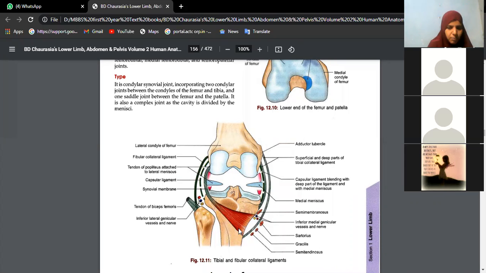Any more questions from here? Low volume, I don't think so, right? Yeah. Sciatic nerve: root value, course, relations, distribution, applied anatomy. We don't have any more questions from lower limb.